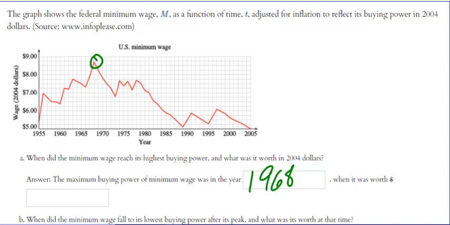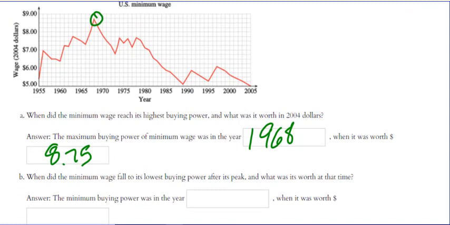Let's see if these go 1, 2, 3, 4. So it goes in quarters. So I'd say 8.75. Okay, that's what I'd say. We'll check it here in a minute. When did the minimum wage fall to its lowest? That would be right there, and that is, well, I just covered it up. Let me go back. So that's 86, 87, 88, 1989.